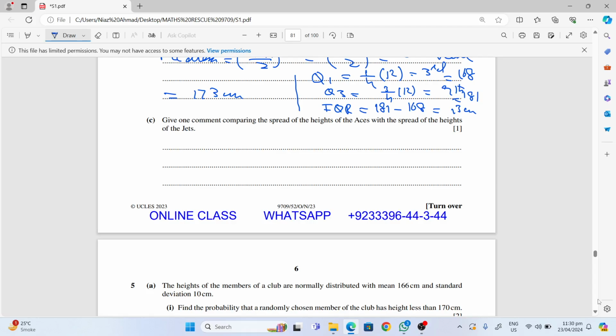Give one comment comparing the spread of the height of the aces with the spread of the height of the jets. So you can say jets have a greater variety of heights than aces. That's it.